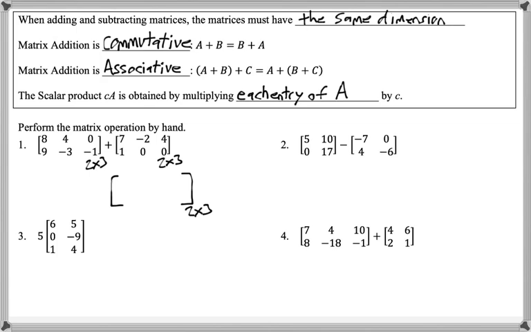And then to get the entries of this matrix, we just need to add the corresponding individual entries of the original two matrices. So 8 plus 7 is 15. 4 and negative 2 is 2. 0 and 4 is 4. 9 and 1 is 10. Negative 3 and 0 is negative 3. And negative 1 and 0 is negative 1. So this will be my answer.